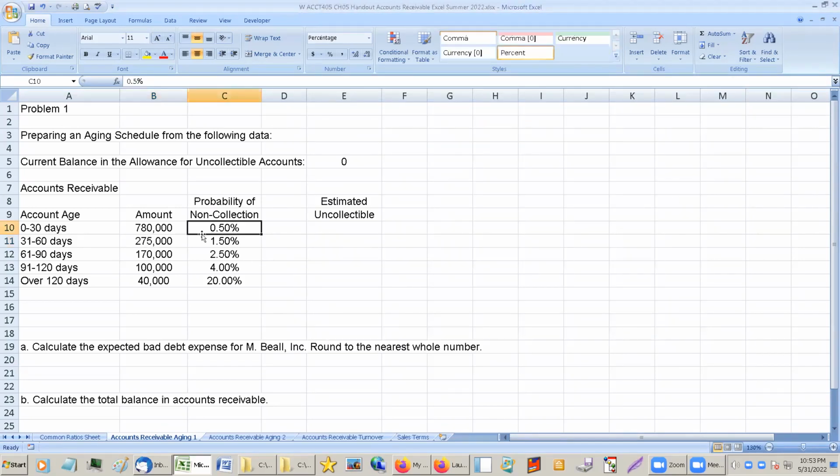Okay. As time goes on, things become less likely you're going to collect. And if it starts getting into years, you're never going to collect them. So one of the things they try to do is call it an aging of accounts receivable.